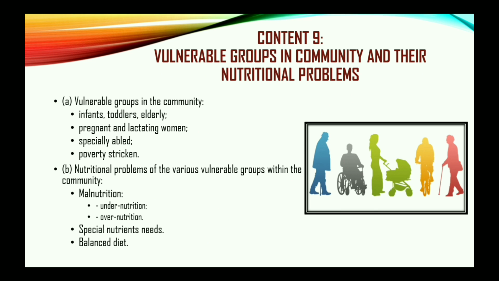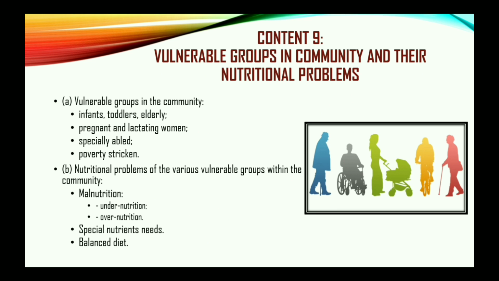Good. Now, the nutritional problems of these vulnerable groups within the community refers to malnutrition. Now, malnutrition comes in two forms. We may speak of undernutrition or overnutrition. Good. Now, when we speak of overnutrition, we're talking about infants and toddlers. They may be overfed, therefore they may overeat, therefore they're overnourished, which is a form of malnutrition, right? We may also speak of they're not getting the adequate amount of nutrients that they need as well.